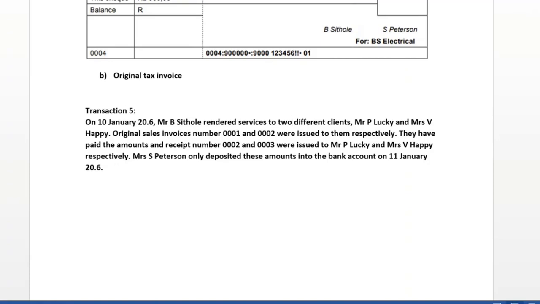They have paid the amounts, and receipt number 002 and 003 were issued to Mr. P. Lucky and Mrs. V. Happy respectively. Mrs. S. Peterson only deposited this amount into the business bank account on the 11th of January. What are the source documents of this transaction? And guys, the answers are there on the transactions. All the answers are there.